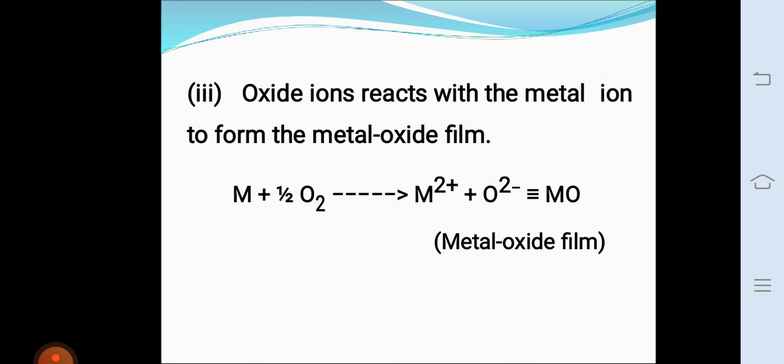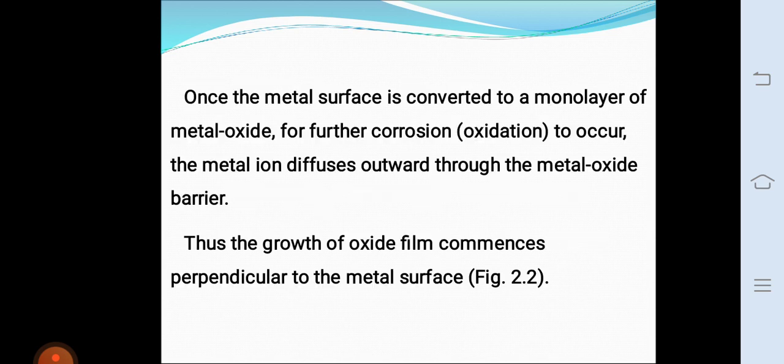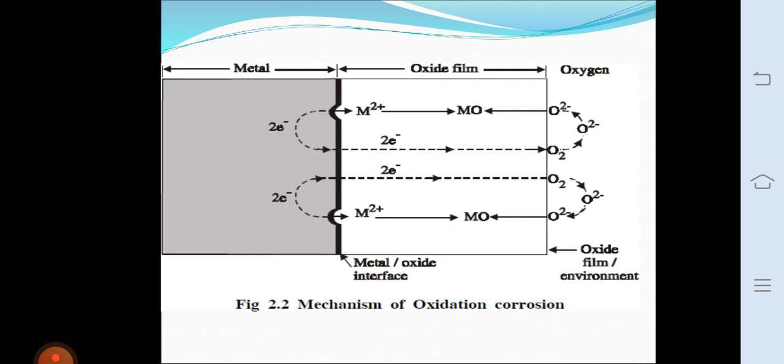Once the metal surface is converted to a monolayer of metal oxide, for further corrosion oxidation to occur, the metal ion diffuses outward through the metal oxide barrier. Thus, the growth of the oxide film commences perpendicular to the metal surface. The diagram of dry corrosion by oxygen is shown in the figure. Nature of oxide film. The nature of the oxide film formed on the metal surface plays an important role in oxidation corrosion.